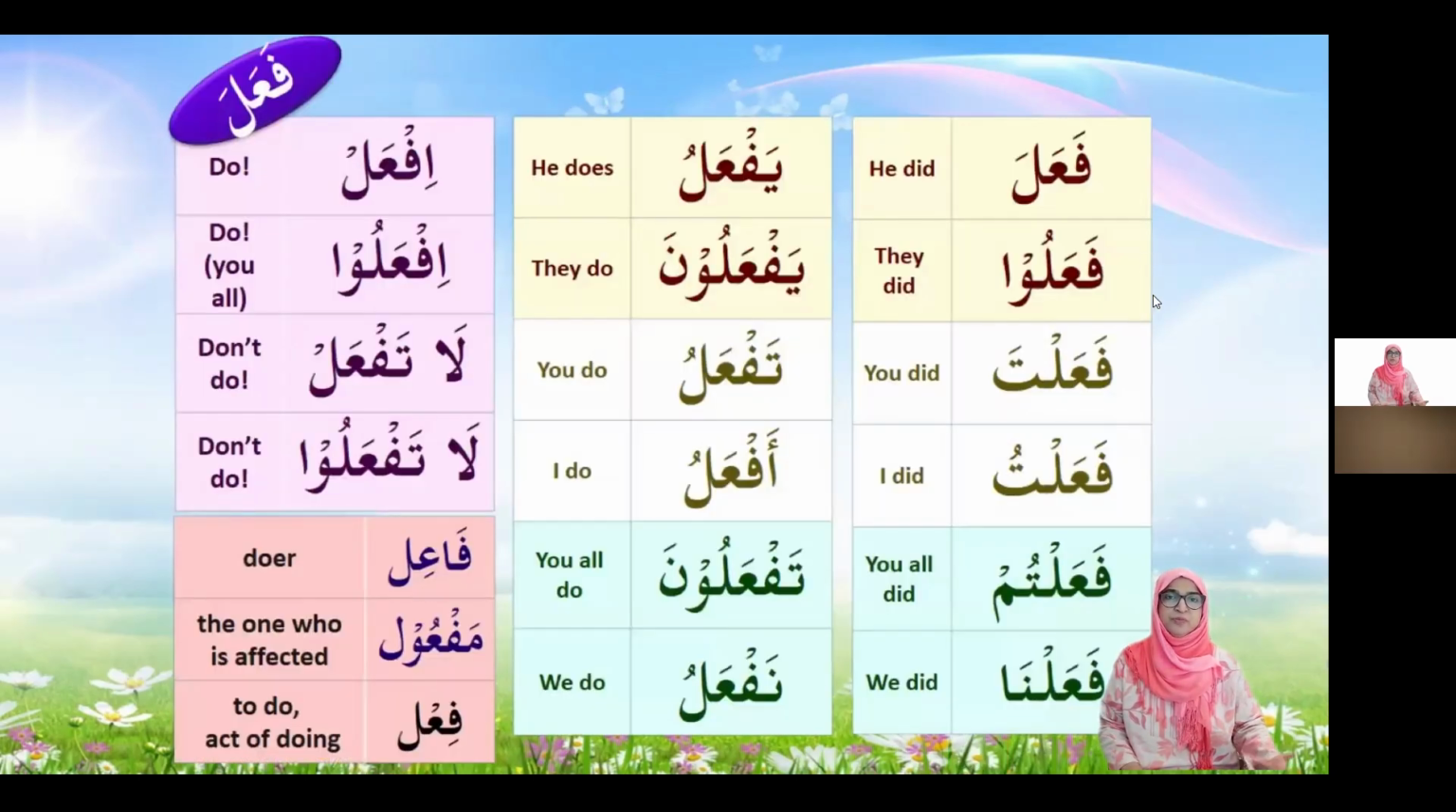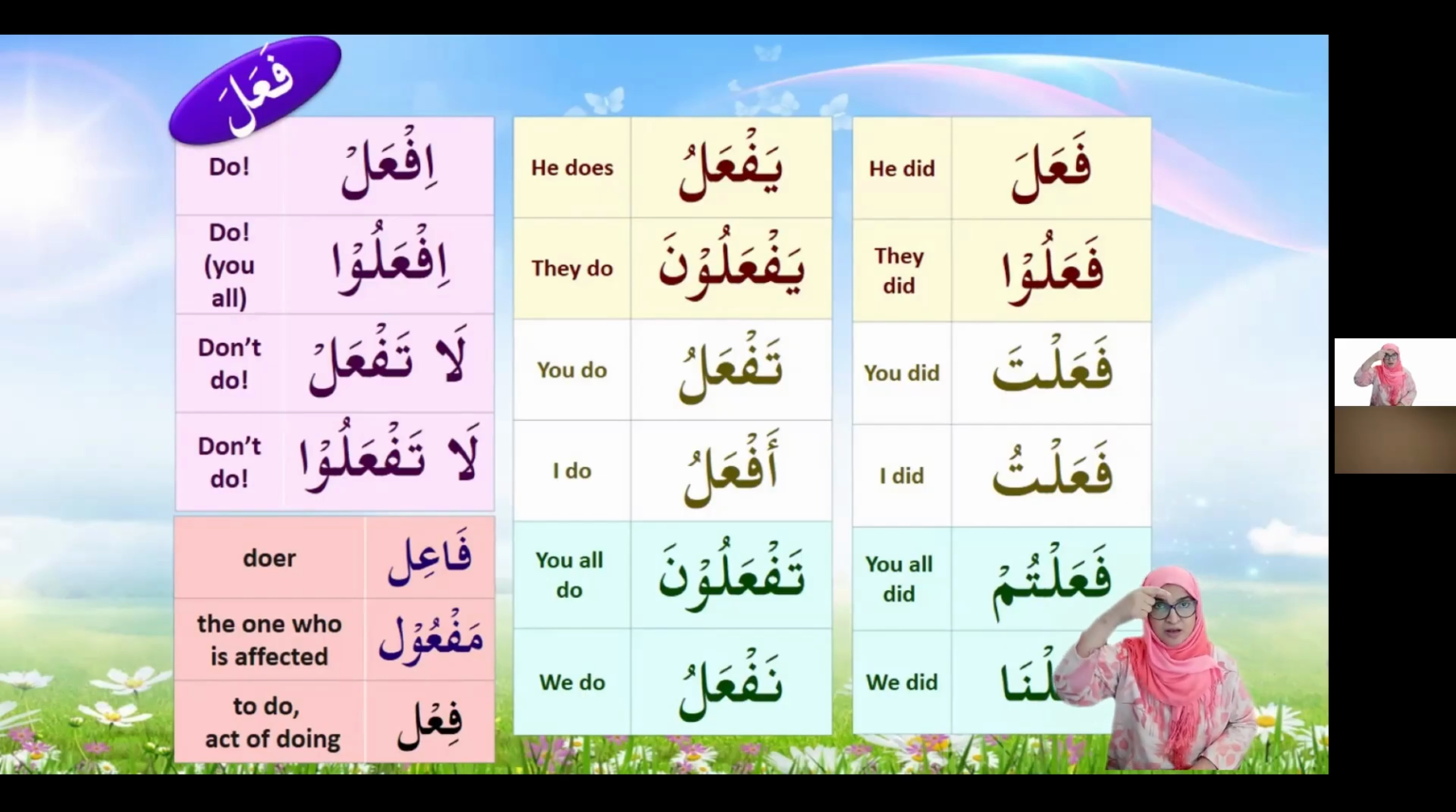So before we begin the class today, let's quickly practice like I always do. This is like the base, the fa'ala table. We should know the fa'ala table very well. When you know the fa'ala table, then everything becomes easy. So just keep practicing every time. So let's practice. Fa'ala, fa'alu, fa'alta, fa'altu, fa'altum, fa'alna. This was madi. Now let's do mudari. Yaf'alu, yaf'aluna.